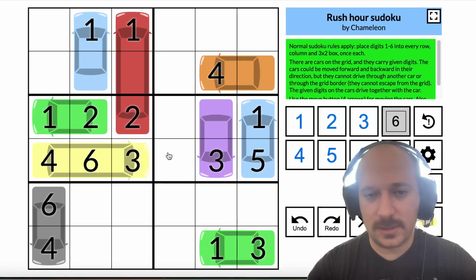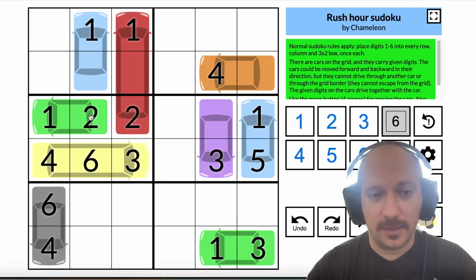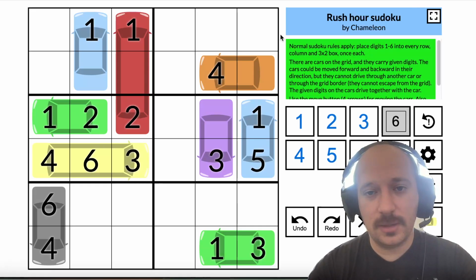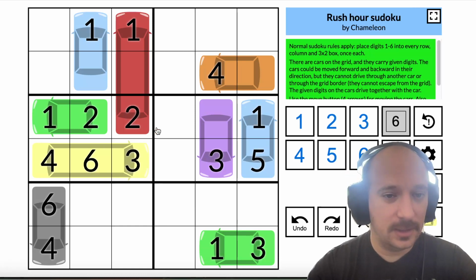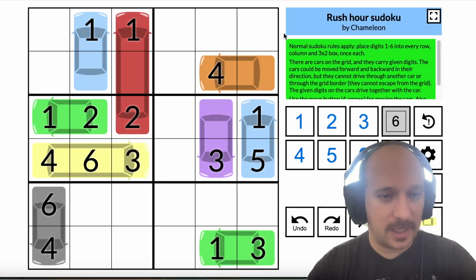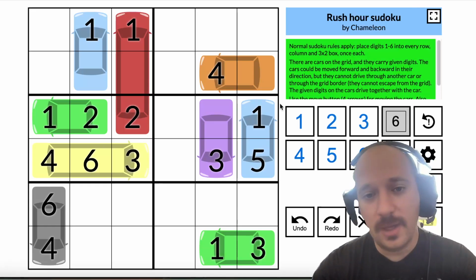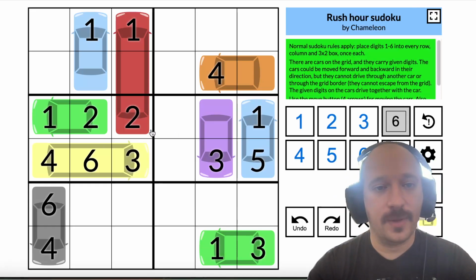So let's go solving. The key to solving this puzzle is to think about where the cars will end up in the end, without thinking about how we move them there. You can basically solve the puzzle in two stages. First, solve the Sudoku, and then solve the rush hour problem.